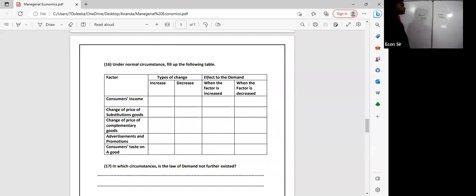Because keep it in your mind always, in case of considered good, always demand will be shown. Demand will be given.